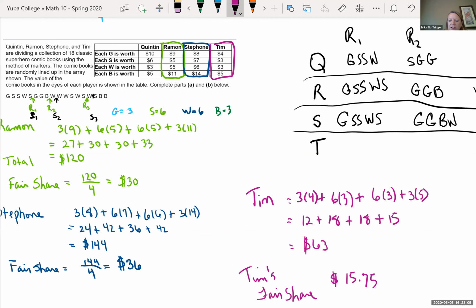What did I just say? He's also with everybody else, right? G is $4, not 10, right? So let me go back. So 4 plus 3 plus 3 plus W, which is 3, plus S, which is 3. That gets you to $16. So G, S, S, W, S.